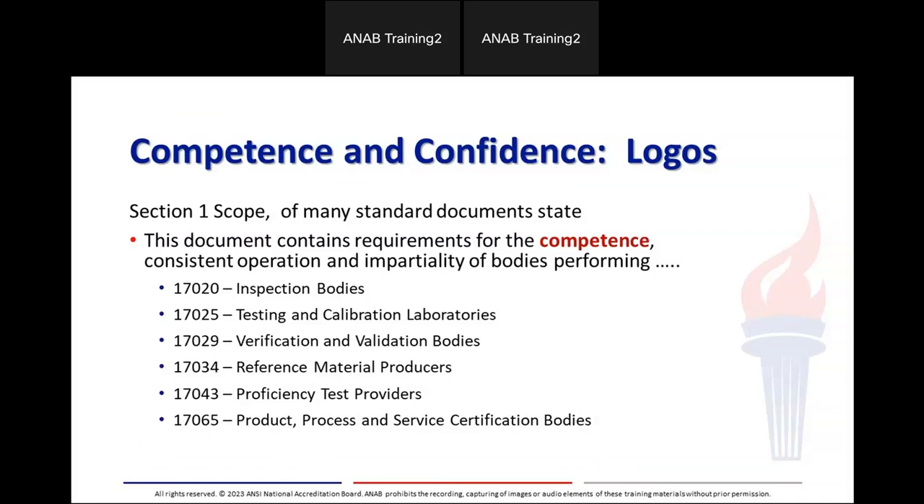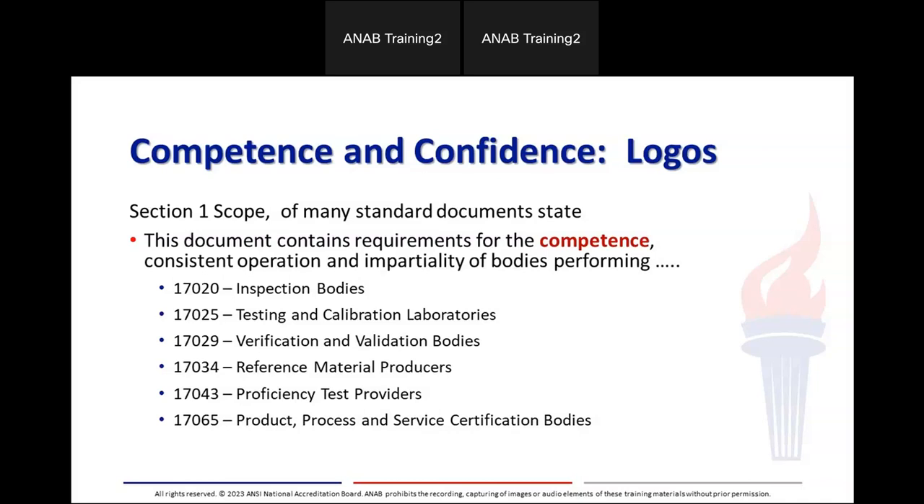Now let's look at competence and confidence. This speaks to the logos of the organization. The logos is the logic, it's the knowledge, the intellect, the skills, the competence, and the productivity of the organization. Competence is a central theme in many requirement documents. A few of them are listed here. Section 1 of these documents, which is the scope of the document, states that this document specifies the general requirements for the competence, consistent operation, and impartiality of the organization.